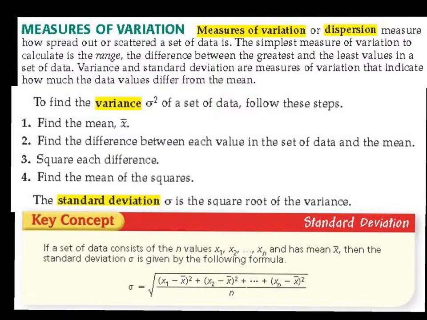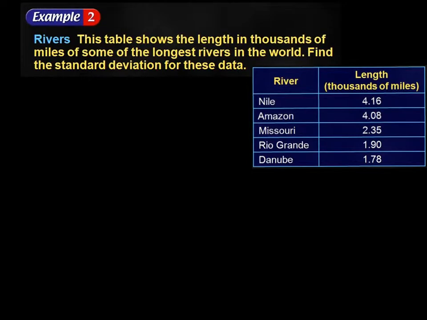So first we have to calculate the mean, which is abbreviated x bar. And we're going to take each value in our data set, subtract x bar, square it, find that sum, divide by the number in our data set, and then finally take the square root of it. Need a calculator. This table shows the length in thousands of miles of some of the longest rivers in the world. Find the standard deviation for these data.